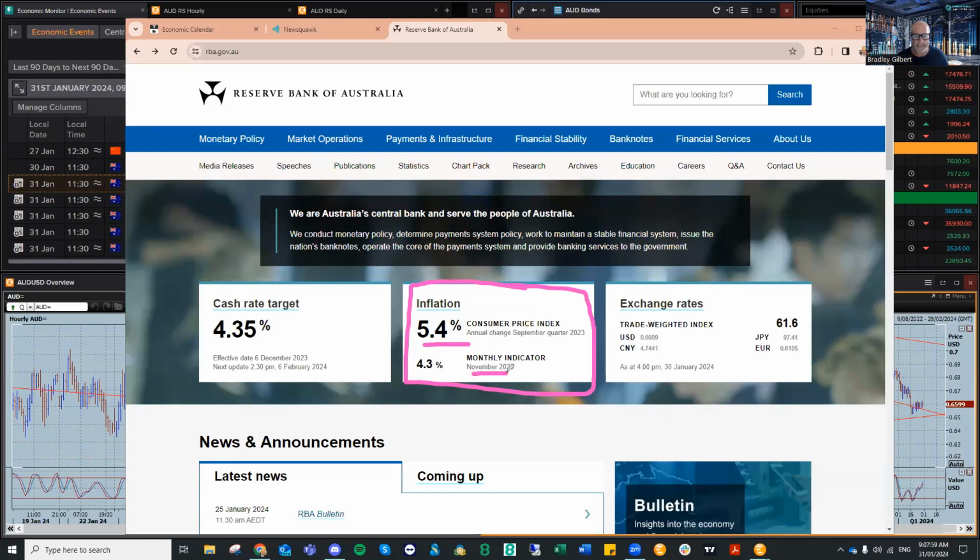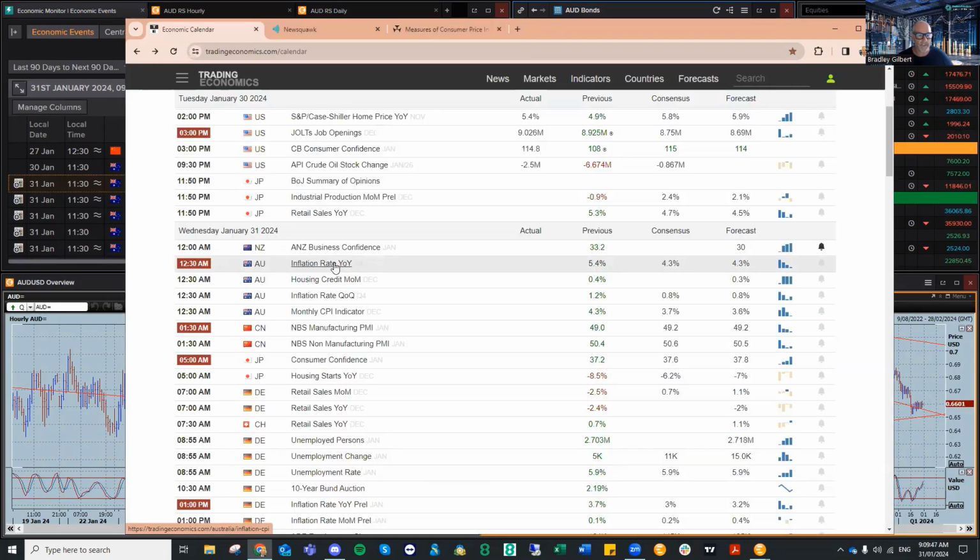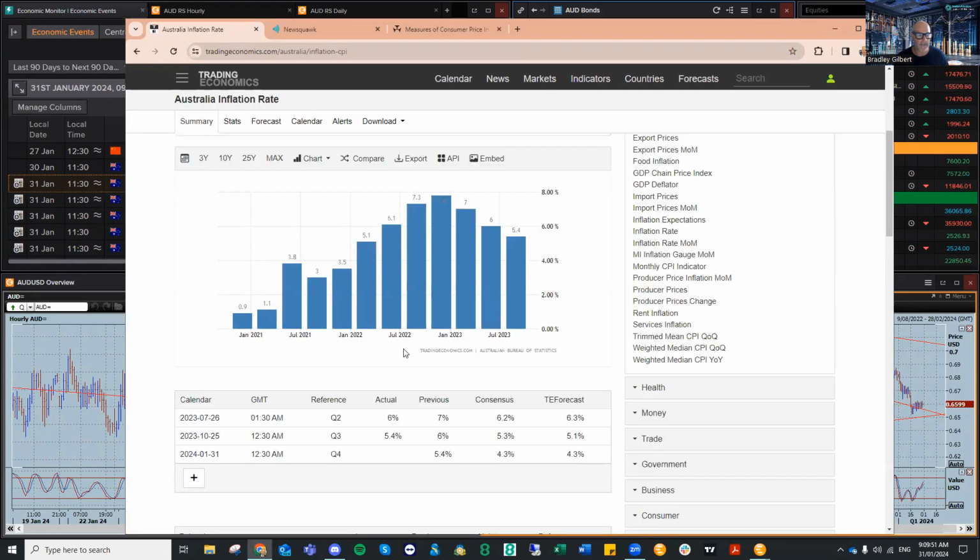Now, this monthly indicator, 4.3, it's on the central bank site, so make sure you pay attention to that as well. 4.3 is the expected year on year as well. So what we think is if it comes out weaker than that, that cash target is going to come off very quickly. Now, if we just go in and look at the inflation rate here, I want you to get an idea of how inflation can change very quickly.